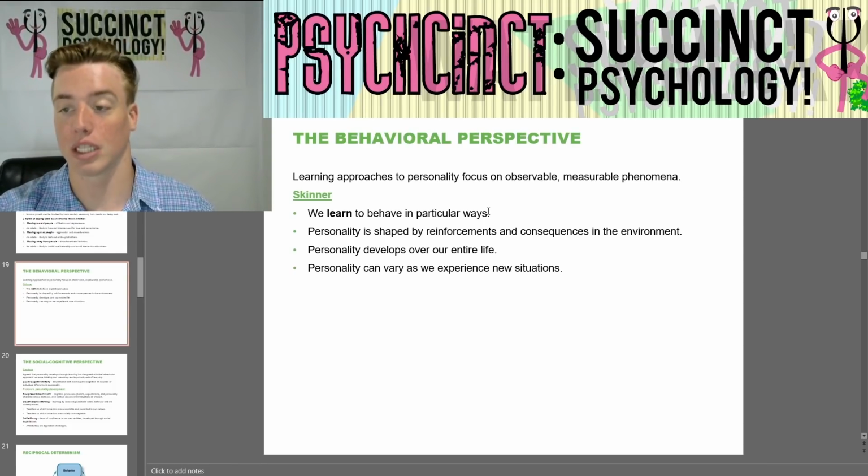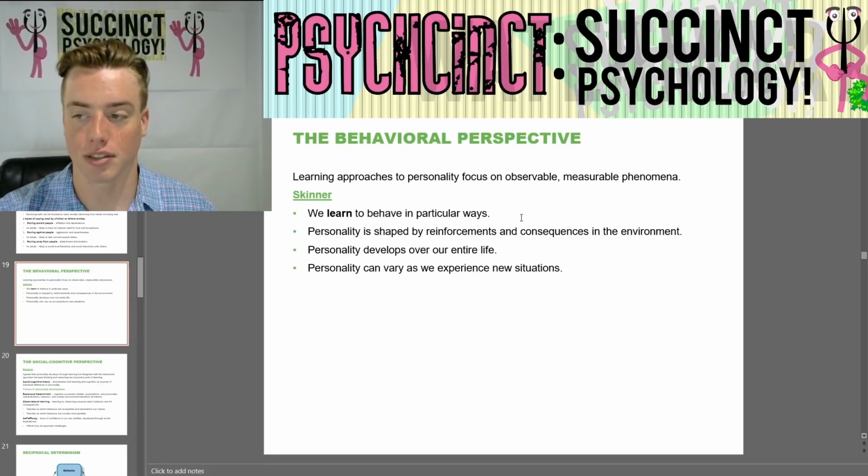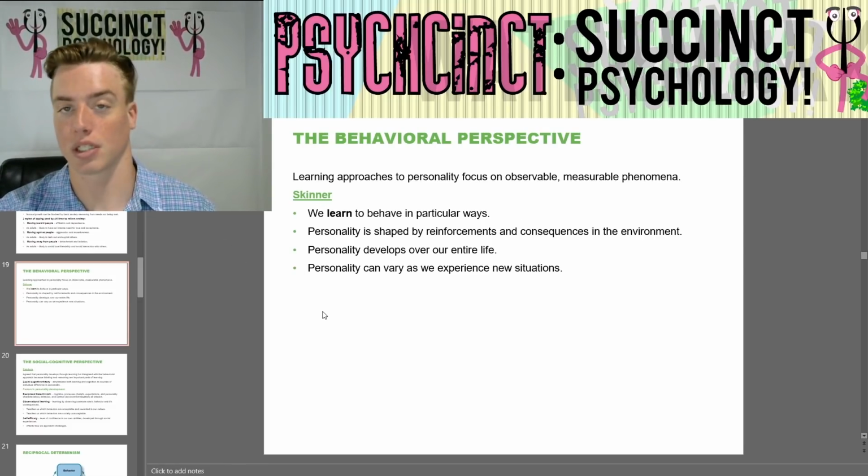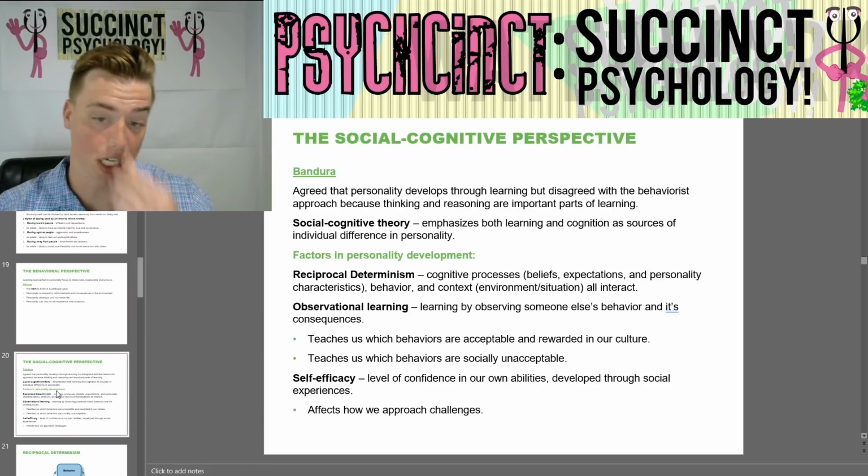Now, the behavioral perspective, learning approaches to personality focus on observable, measurable phenomena. So Skinner said we learn to behave in particular ways. Personality is shaped by reinforcements and consequences in the environment. Personality develops over our entire life. We don't have our entire personality by the time we're hitting puberty. And personality can vary as we experience new situations, so it's subject to change.